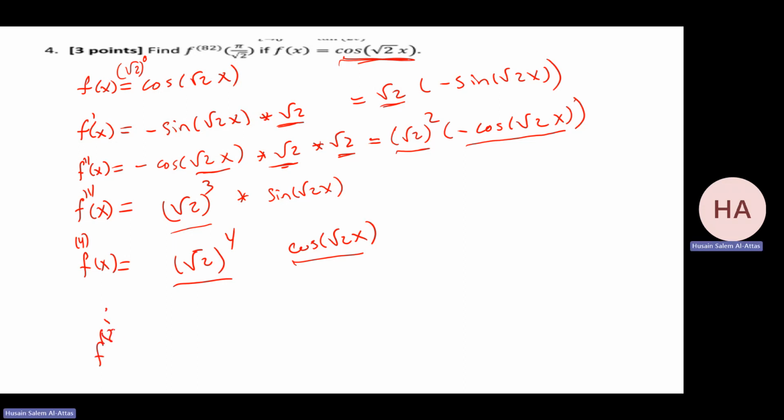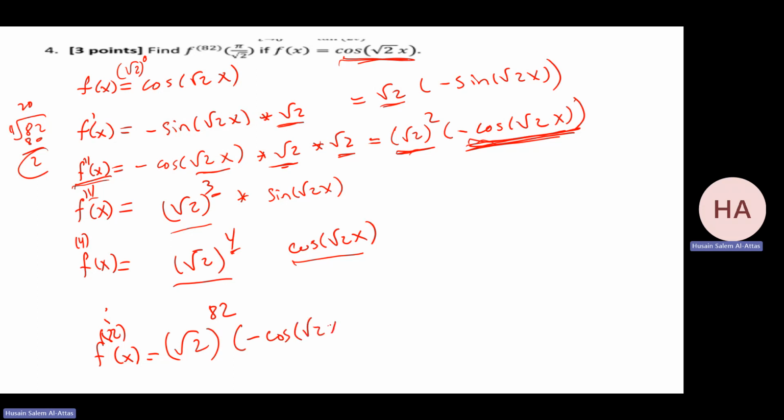So for the 82nd derivative, if we divide 82 by 4, as usual, we get 20, and the remainder is 2. So this is similar to the second derivative of the function, times a different number. The number will be square root of 2 to the power 82, because this is square root to the power 4, third to the power 3, second to the power 2, and so on. For the function, I take the second, which is minus cosine square root of 2x. So that will be square root of 2 to the power 82. 82 is 2 times 41.